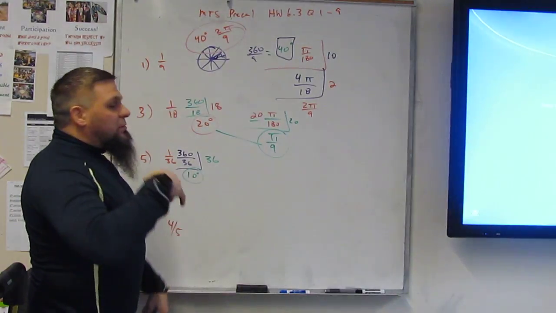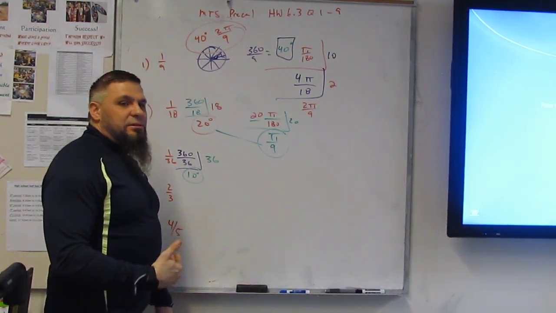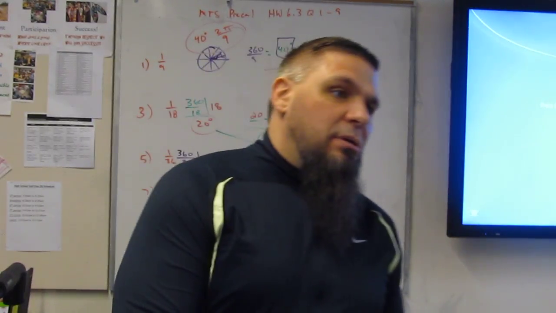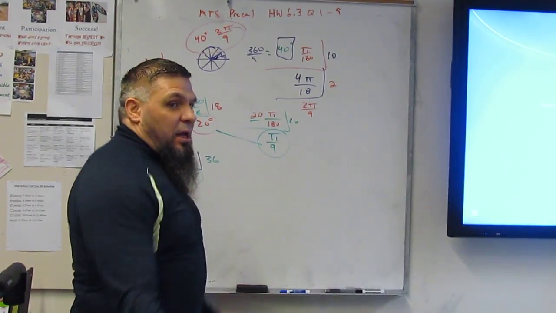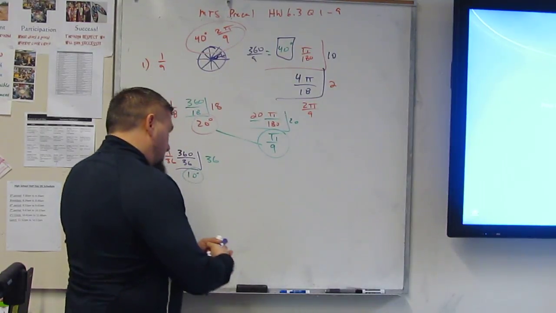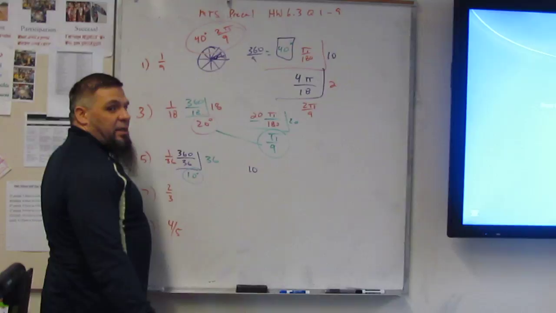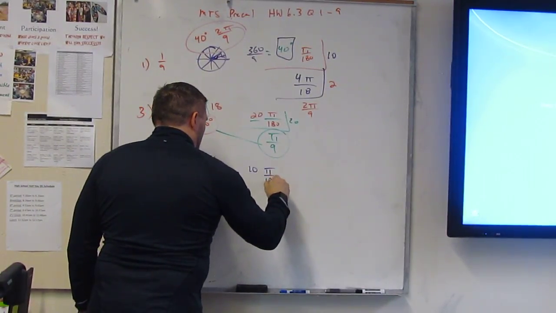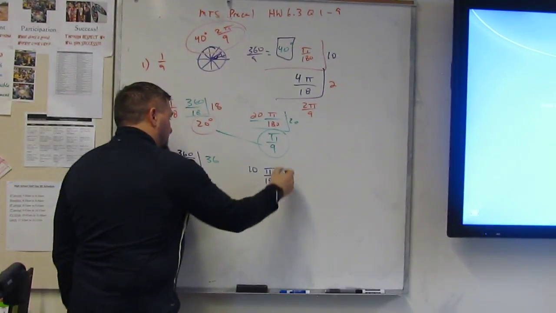All right, now 10. How do we change this 10 into radians? You just said it: turn 10 into radians. How? 10 with the pi over 180. Yes. And then what goes in the right-hand side with the bottom? What goes in there?